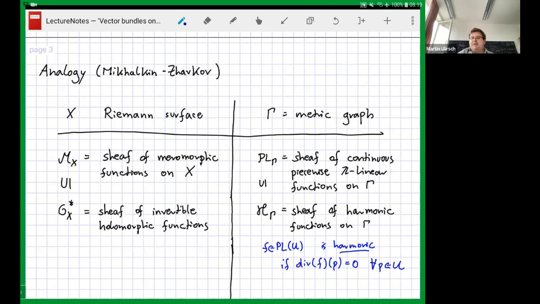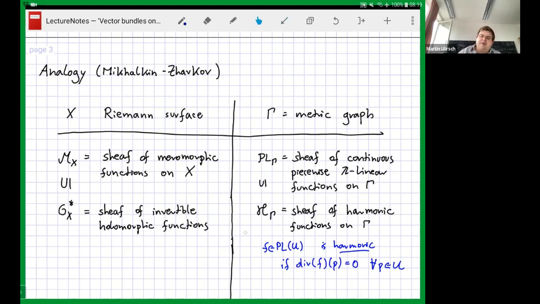Maybe just a tidbit for the experts. Technically, in order to be harmonic, you use some form of Laplace operator, and that is usually defined as minus the divisor of F. But for our purposes, this is the same thing here. Okay, so we now have a notion of O_X star on our metric graph.